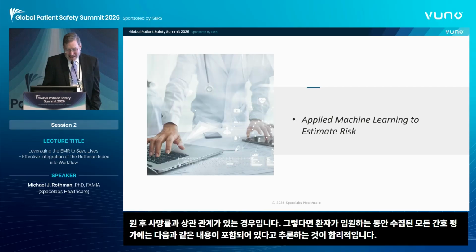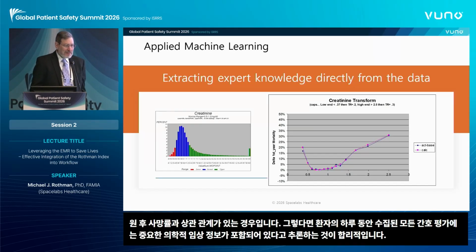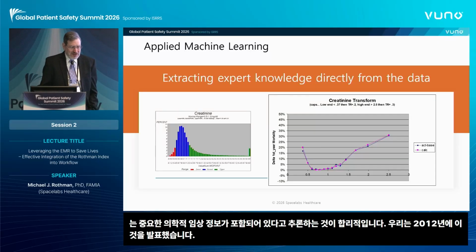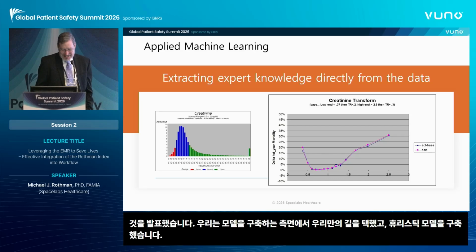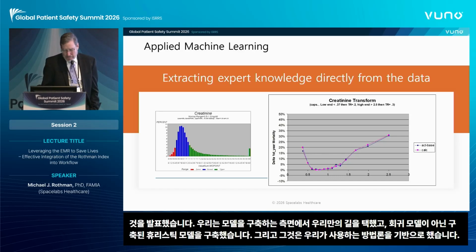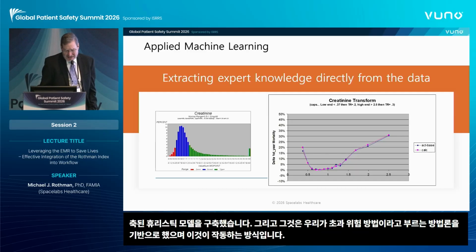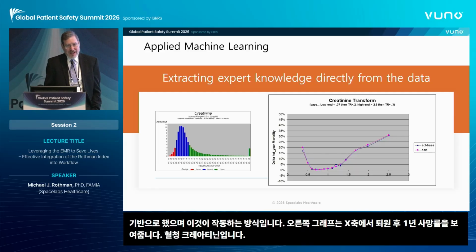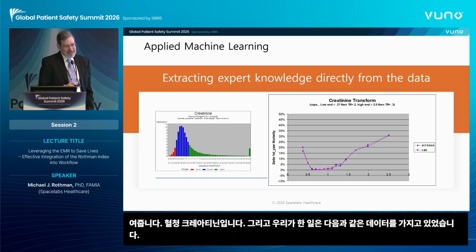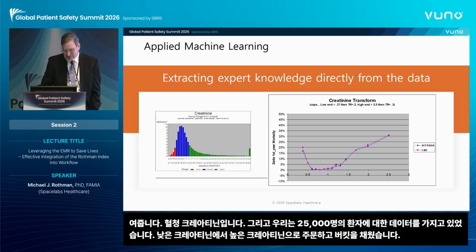We took our own path in terms of building a model. We built a heuristic model that is constructed, not a regression model, and it was based on a methodology which we called the excess risk method. And this is how it works. The graph on the right there shows 1 year post-discharge mortality, and the x-axis is serum creatinine. What we did was we had data on 25,000 patients. We ordered them from low creatinine to high. We then bucketed them. For each bucket, we looked at the average creatinine and the mortality rate, and we got this nice U-shaped curve.